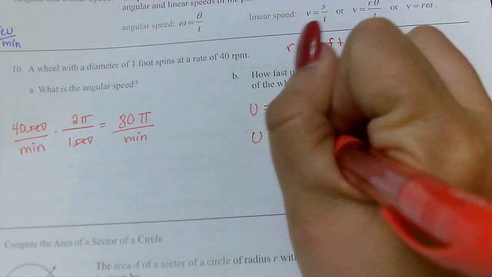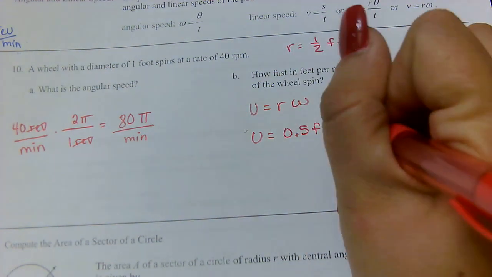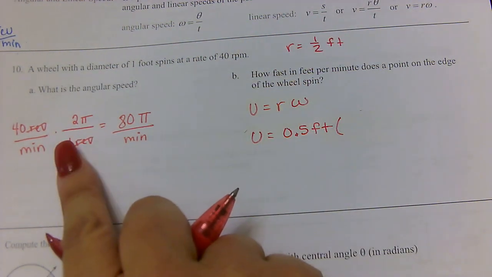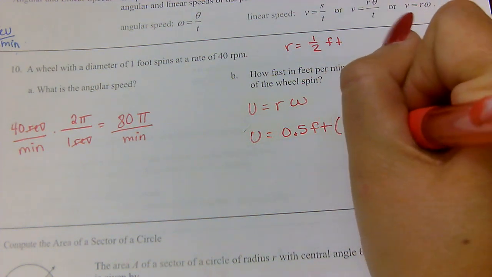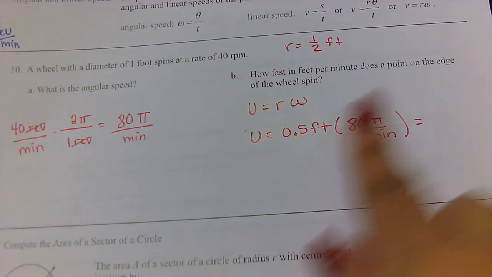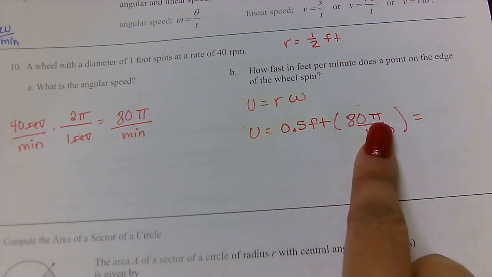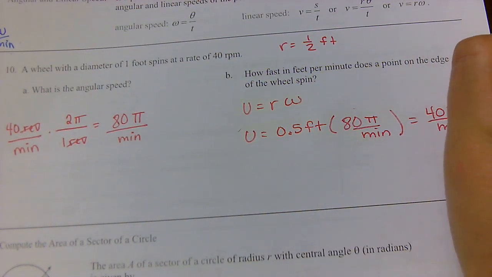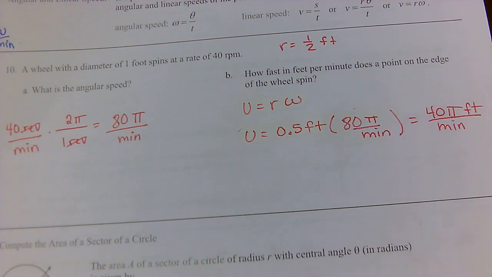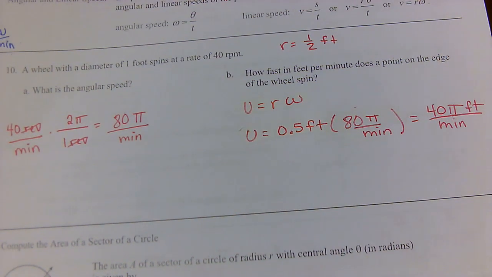Here it is going to be 0.5 feet times angular speed, which is the first part of the question, which is 80 pi per minute. All we're going to do is multiply this. So half of 80 is going to be 40 pi per minute. And this is going to be feet per minute. Radians cancels out. It actually doesn't cancel, but it's already understood that it's in there.